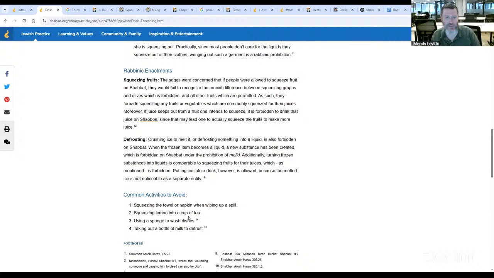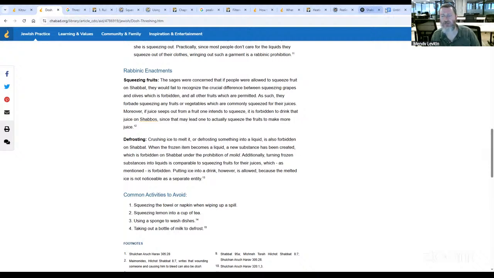Here he says squeezing a lemon into a cup of tea is prohibited. But according to Rabbi Farkash, I'm quite certain he writes that you can't even put sliced lemons into tea, into hot tea or hot water. You have to have pre-squeezed lemon juice to go in there.